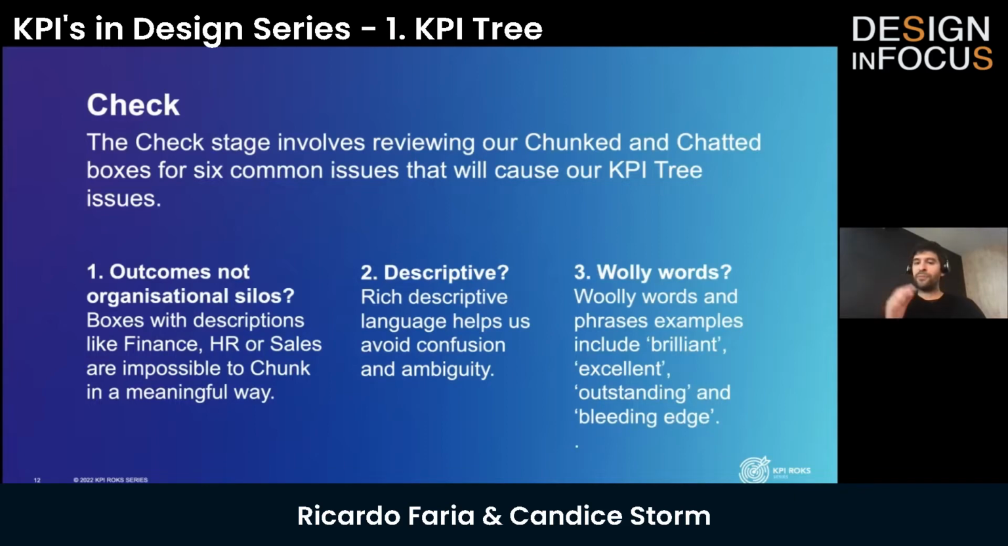Then you're going to go by 3 points. Outcomes, not organizational silos that I spoke of before. Boxes with descriptions about finance, HR, or sales are impossible to check in a meaningful way. It's creative. Rich language helps us avoid confusion and ambiguity. Remember that. Woolly words are a common mistake. Woolly words are phrases, examples like brilliant, excellent, outstanding. This is not measurable, so forget that. Just go to a more normal language.